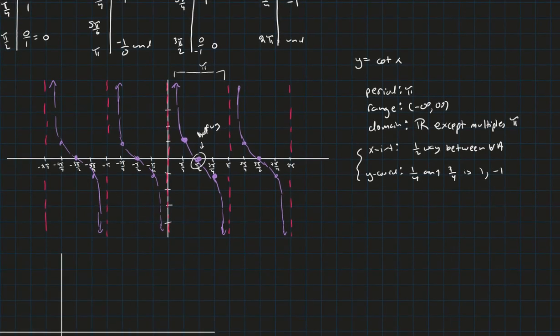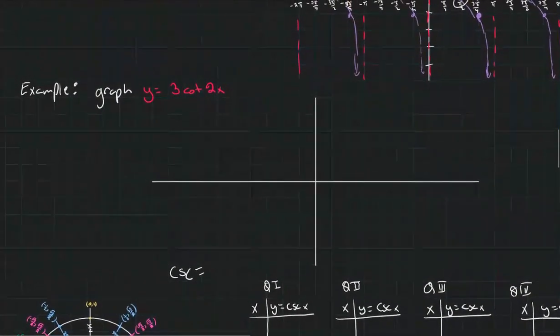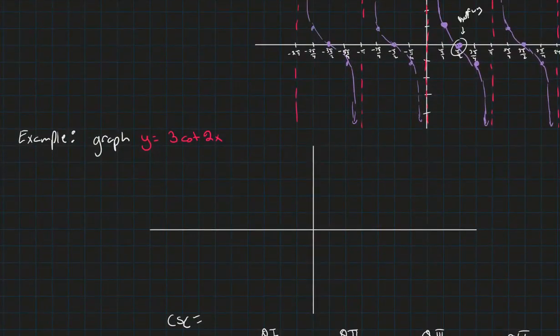All right, so now we have the graph of cotangent. Let's go ahead and put one in here: 3 cotangent of 2x. All right, so same thing we did before. We're going to find the period. And period is just going to be pi divided by 2, which is just pi over 2. So it's clearly shrinking.